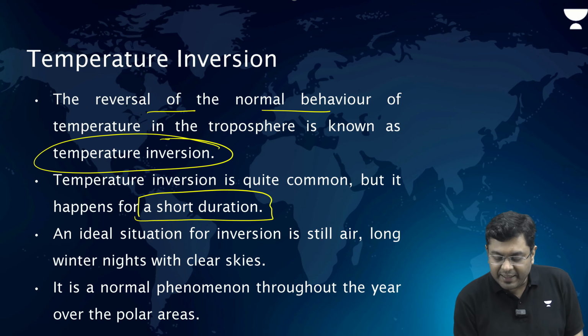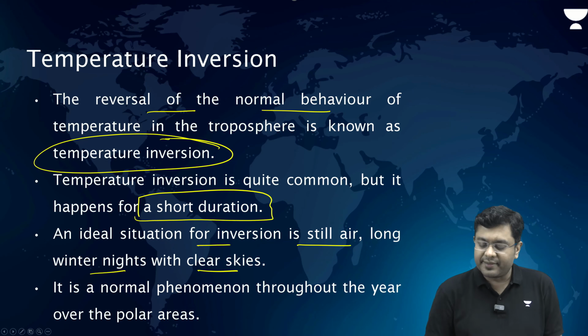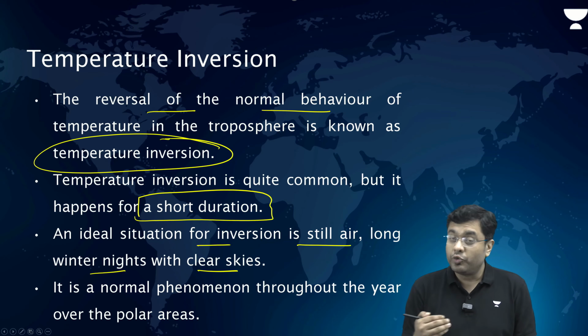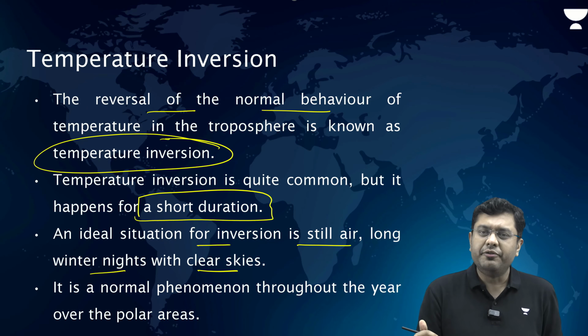Now here, the ideal situation for inversion is still air, long winter nights and clear skies. It can happen throughout the year in the polar region. Now, this temperature inversion happens because of various different reasons, and for the various different reasons that it occurs, that is how the classification happens.